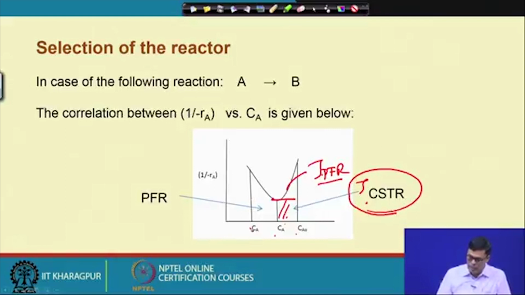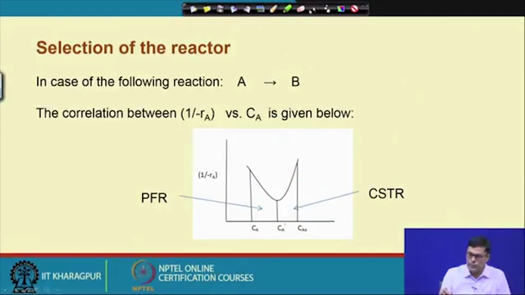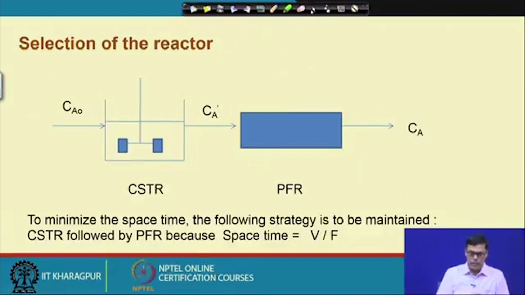Now, here the situation will be different. From C A dash to C A, the area under this curve will be tau CSTR, and the area under this head will be tau plug flow reactor. So, this is much less as compared to tau CSTR. So, we will go for the plug flow reactor. So, what I have written here: what is our choice? First C A 0 should be passed through the CSTR, so that it is converted to C A dash, and then it is passed through the plug flow reactor, and you will go to C A.